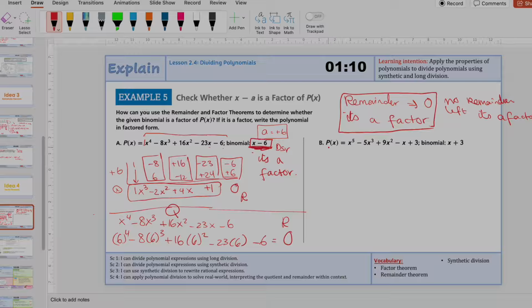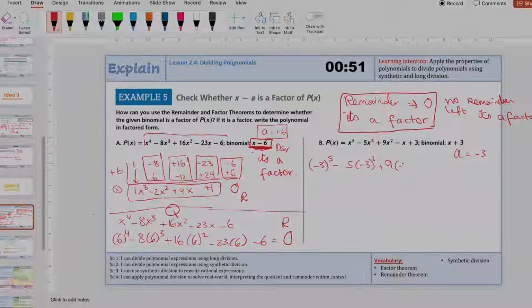Time. So I'm not gonna do synthetic division here. I'll just use the remainder theorem. So instead of x, I will substitute with a, which is -3. So -3 to the power of 5 minus 5 times -3 cubed plus 9 times -3 squared minus -3 plus 3. Okay, put this in the calculator.